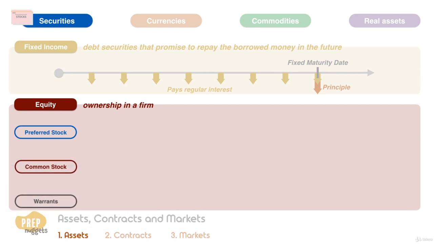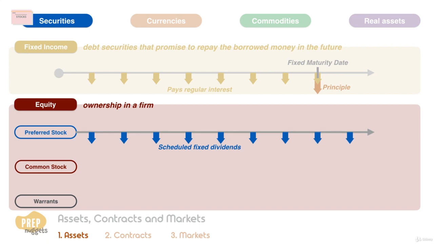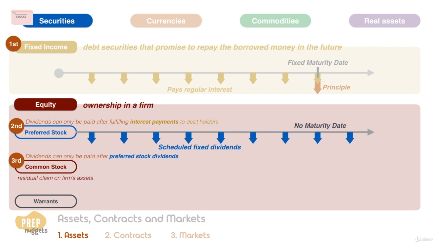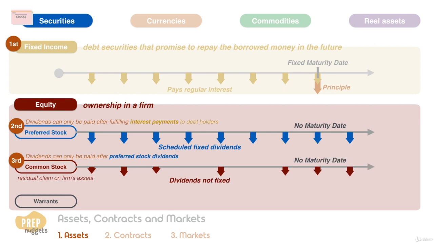Preferred stock is an equity security that pays regular dividends that is typically fixed over the security's life. This, however, does not place preferred stock in the same class as bonds, as there is no maturity date, and the dividends can only be paid after interest payments to debt holders have been fulfilled. Common stock is a residual claim on a firm's assets. Common stock dividends are paid only after dividends are paid to preferred stockholders. Therefore, dividend payouts are not fixed and are entirely at the discretion of the management.